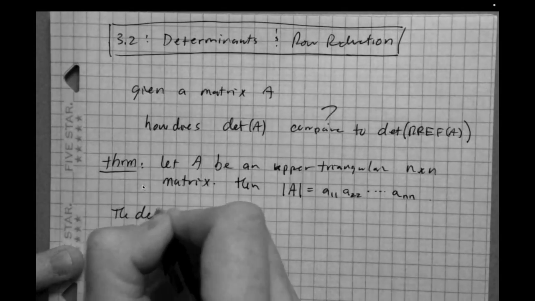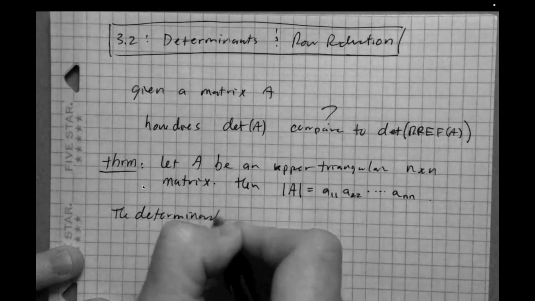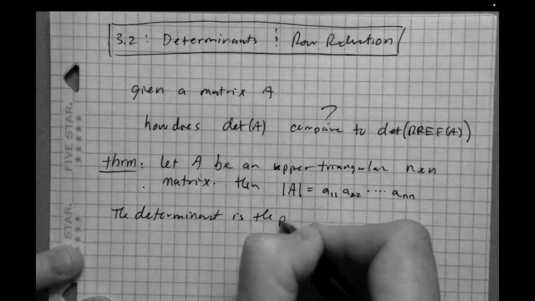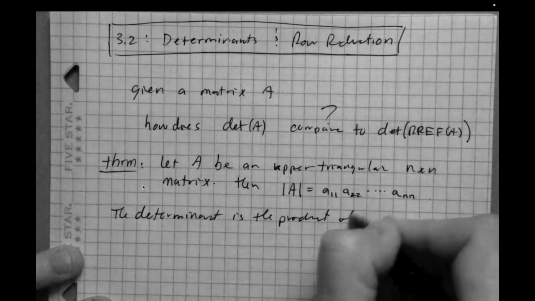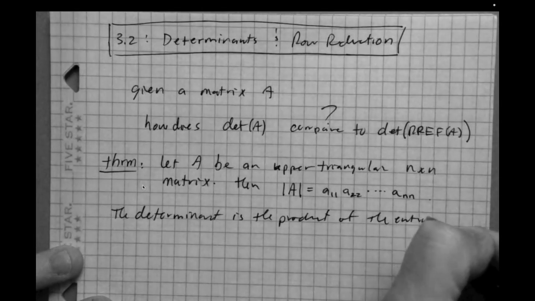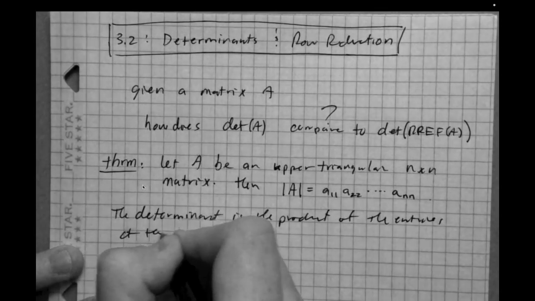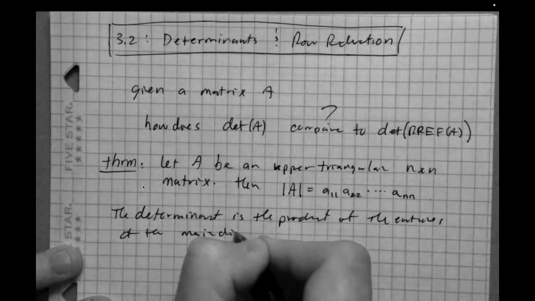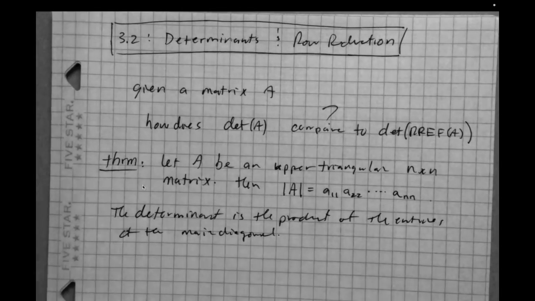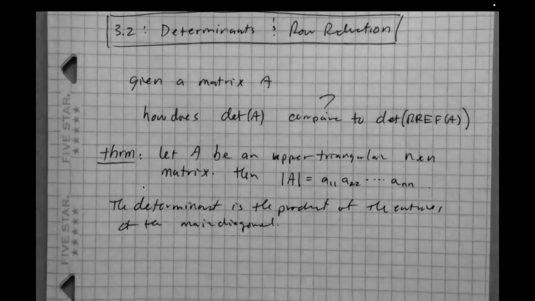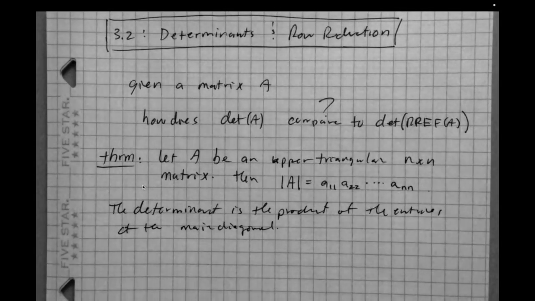So the determinant is the product of the entries of the main diagonal. Now notice this is just for an upper triangular matrix. This is not for any old matrix, obviously. Otherwise, we would have never defined the determinant as we did.